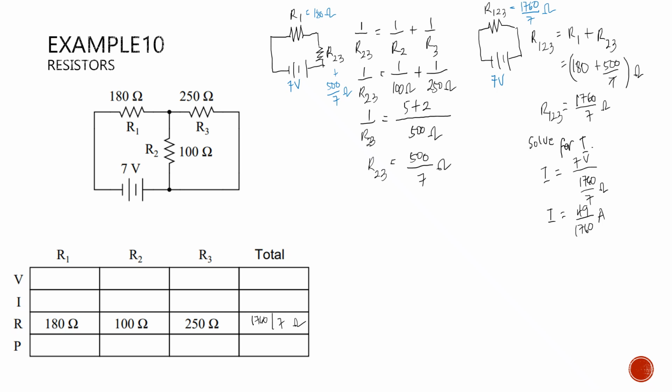And going to the previous diagram, R1 and R23 are in series connection. So we can put here that I1 is 49 over 1760 amperes. And for I23 also, it's 49 over 1760 amperes.